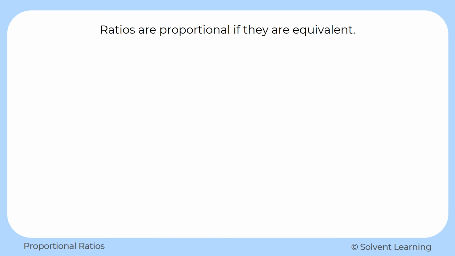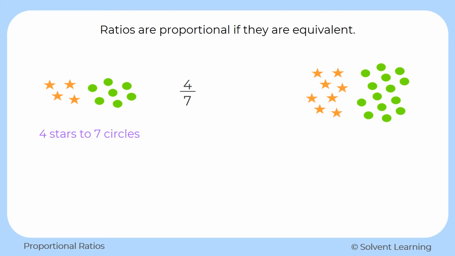So say if we have these stars and circles, we could say that their relationship shows that there are 4 stars to 7 circles. And if we want to represent this ratio as a fraction, we could write 4/7. And say if we wanted to double the number of stars and circles that we have, we could say that we have 8 stars to 14 circles. And as a fraction, that would be 8/14.